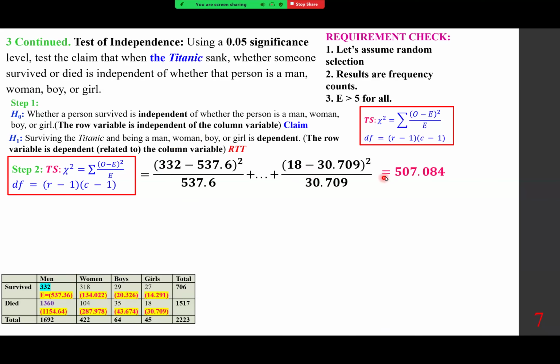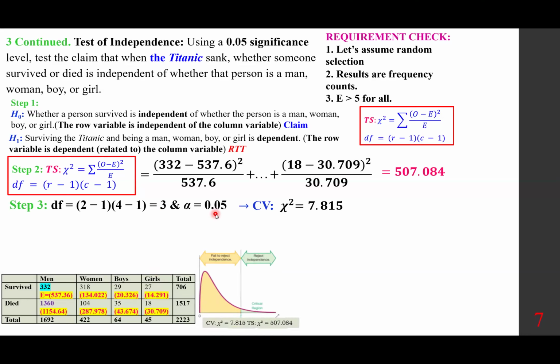Degrees of freedom, okay, in order to find a critical value, you need degrees of freedom and alpha. Alpha is 0.05. Even if it's not given, that's your assumption. Degrees of freedom is rows minus 1. We have 2 rows minus 1, so 1. Columns: 1, 2, 3, 4 minus 1 is 3. So 1 times 3, so degrees of freedom is 3. Alpha is 0.05. Critical value 7.815 from the table.